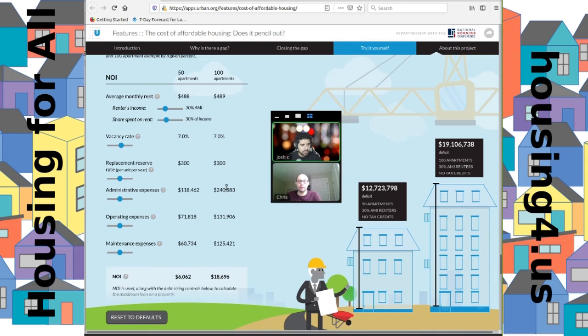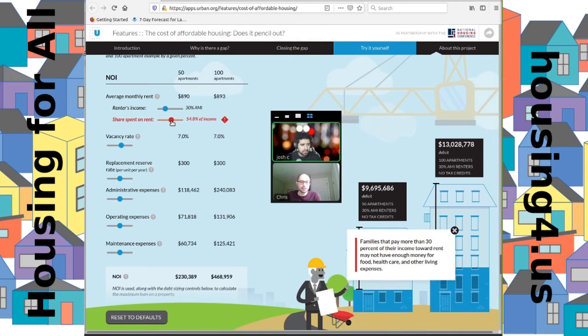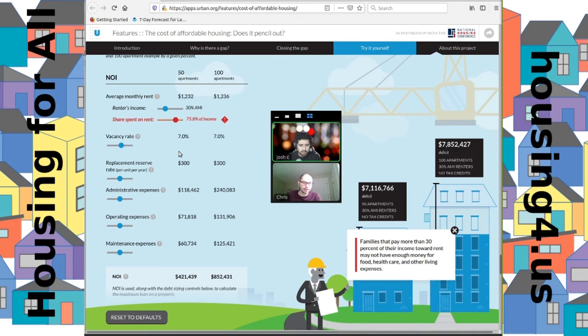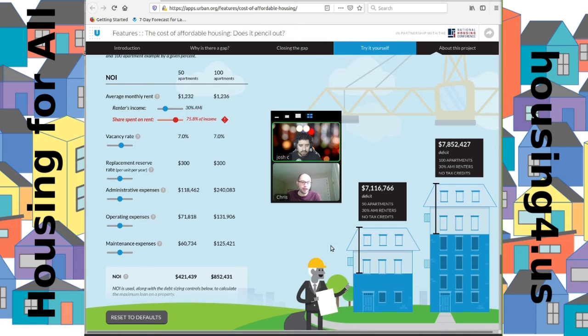If we go back up here, let's say, what if we jacked up the rent, just to see what would happen? What if we jacked up the rent to 75%? We made people pay 3/4 of their income on rent. And of course, this guy's going to yell at us because who can afford that? But as you can see, even if we charge 3/4 of people's income on rent, our projects still aren't going to break even.